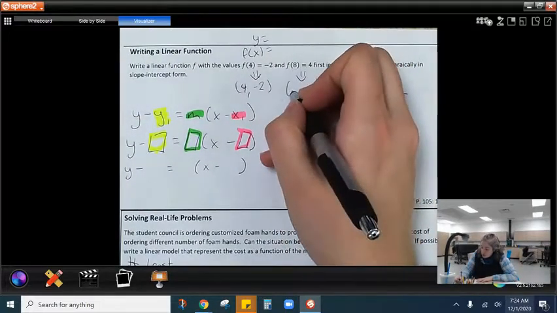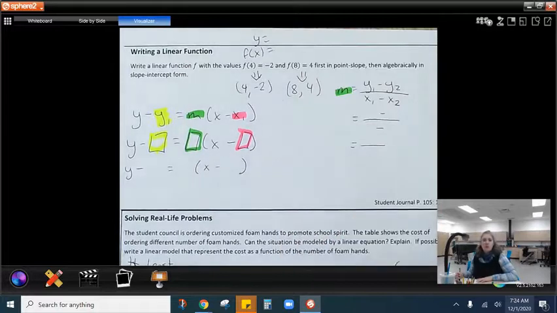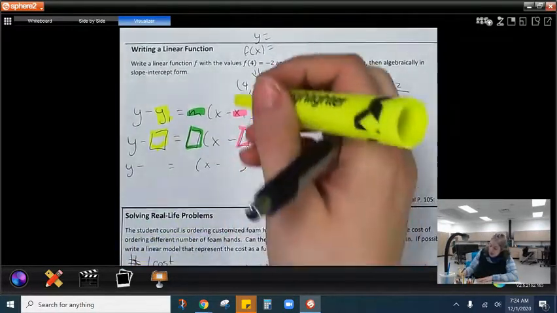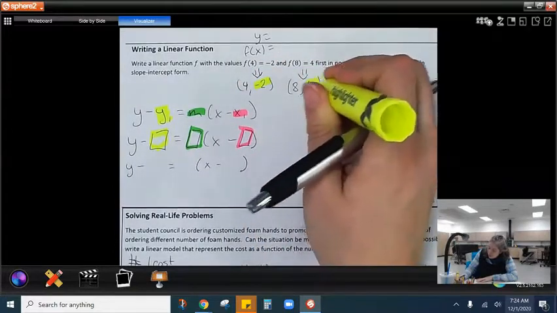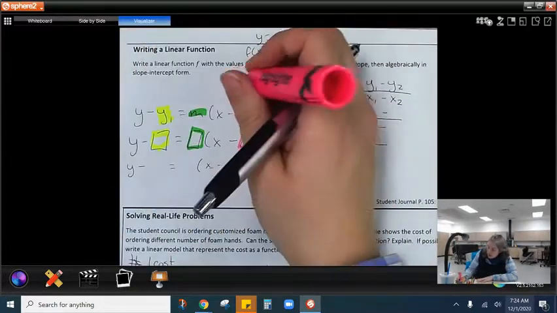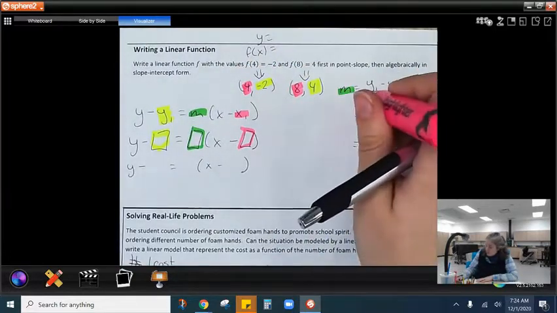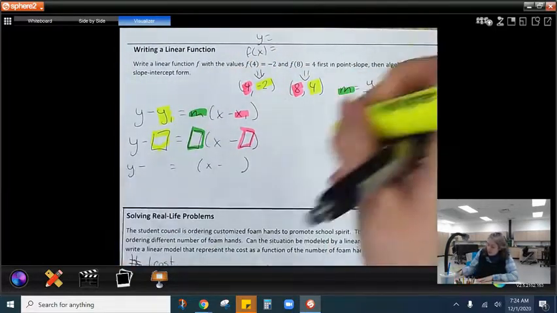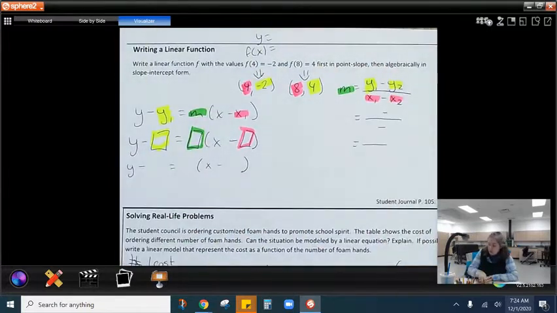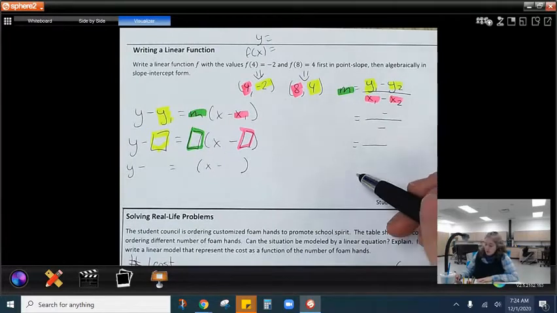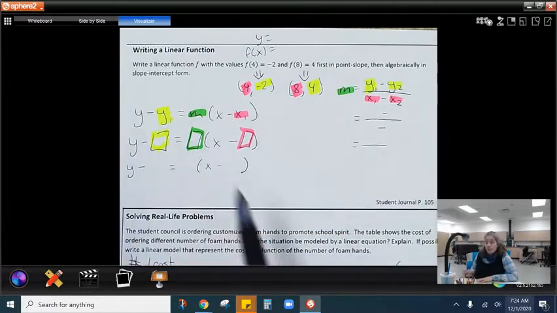Our next one right here is going to be the point 8, 4. So I know we're dealing with a lot of 4s. It's a little confusing. I'm going to highlight our y values in yellow and our x values in pink. So hopefully that helps your brain. It certainly helps mine. So let's plug it in and get our slope, because first we need to have a slope in order to use our point-slope form.